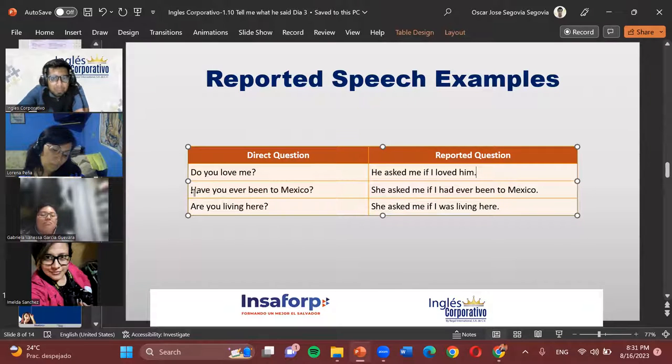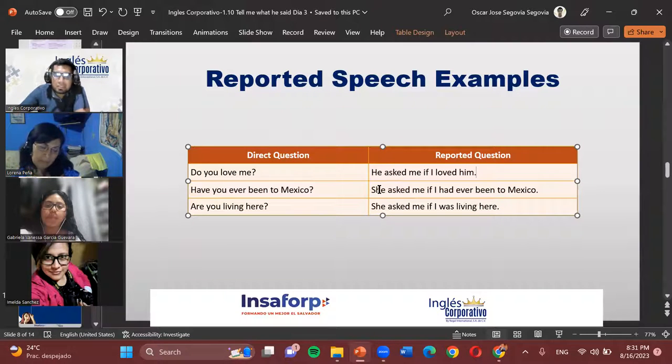Now, in this case here, we have, have you ever been to Mexico? This is a little bit of a more serious question. So have you ever been to Mexico? This one is going to be something like, she asked me if I had ever been to Mexico. So here, once again, it's not going to be too dramatic or too tricky. So it's relatively simple. Okay, have you ever been to Mexico? And the reported speech is, she asked me if I had ever been to Mexico.